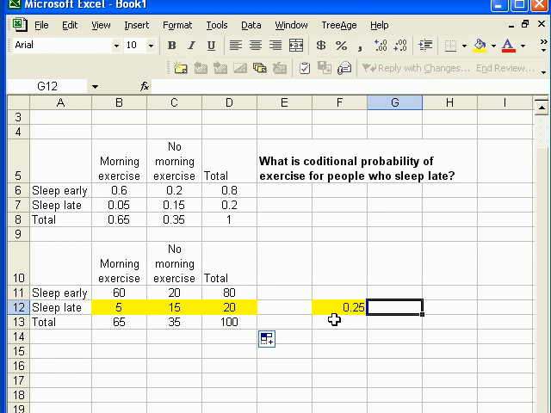You can imagine always reducing the sample space to the cases where the condition is set. In this case, the condition is sleeping late, and we are reducing the sample space from 100 to the 20 people who slept late. And then after that, you just have to look at the percentage of people who exercise, and that will give you the conditional probability.